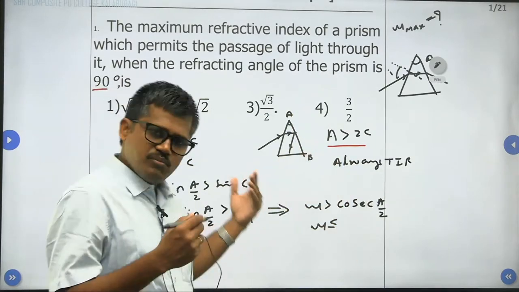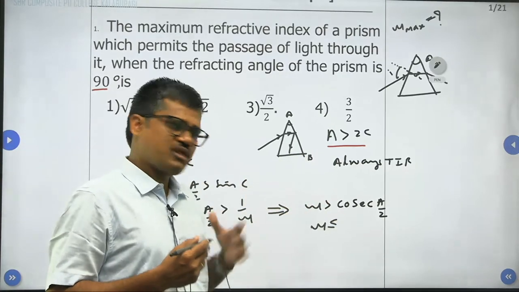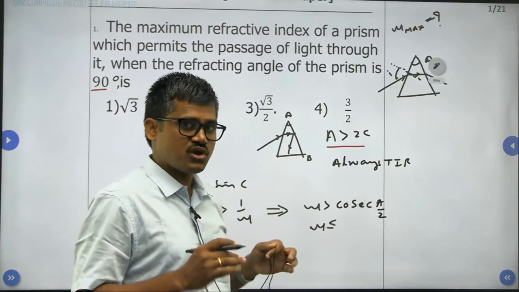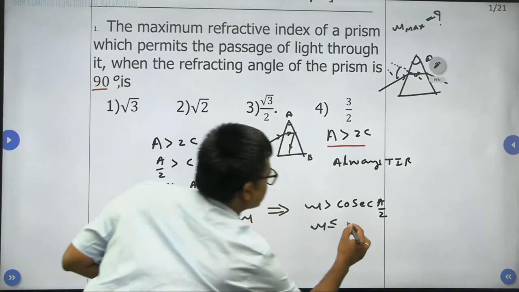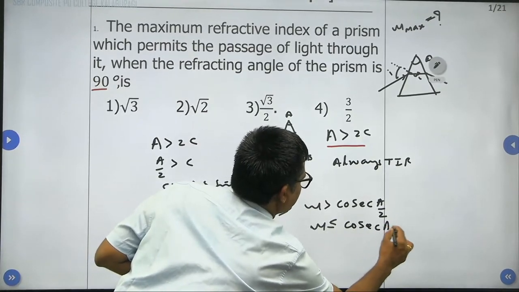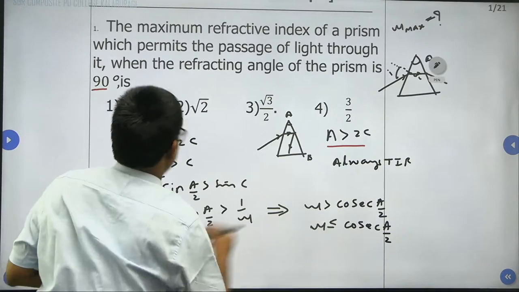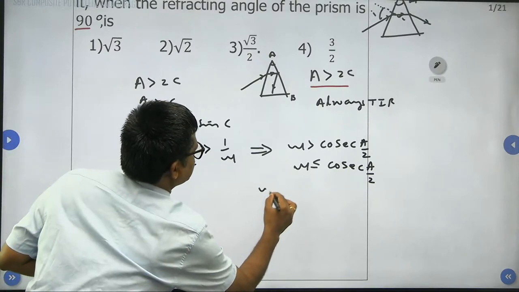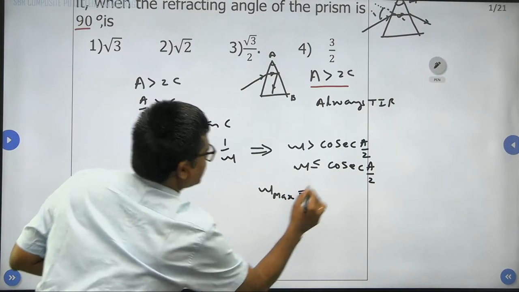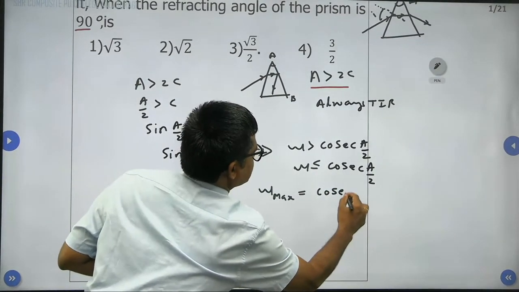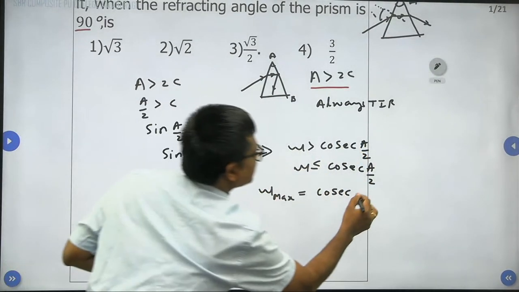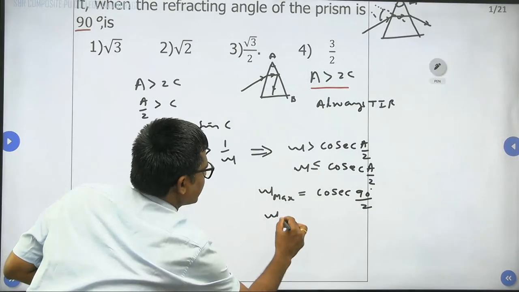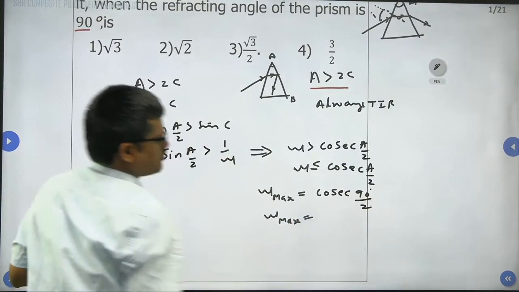So if mu is equal to cosec A by 2, then definitely the ray starts to go that side. If mu is less than cosec A by 2, definitely it passes through. Then what is the maximum value of mu? So mu maximum will be equal to cosec A by 2. What is the angle of prism? They are already given here 90 degree, divided by 2. Right or not? Therefore, mu maximum equals cosec 90 by 2, that is 45.